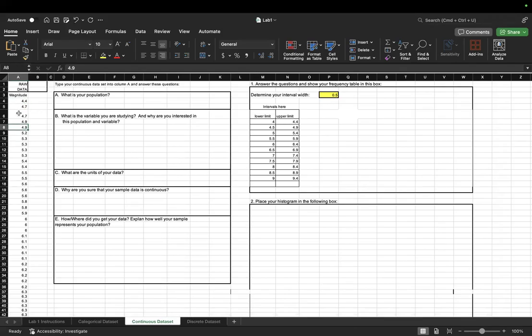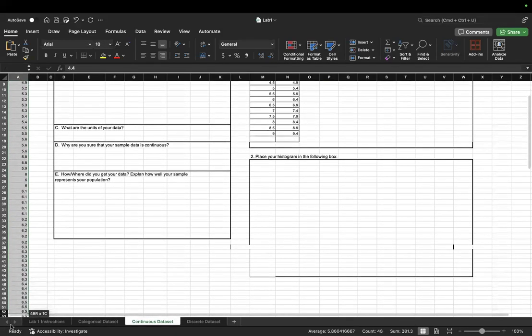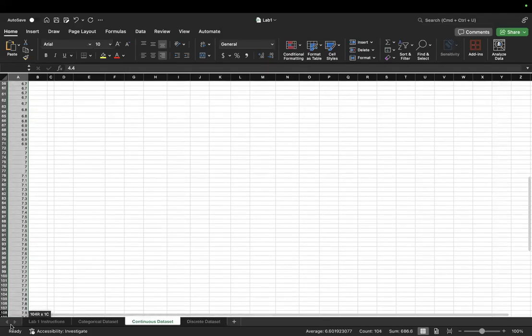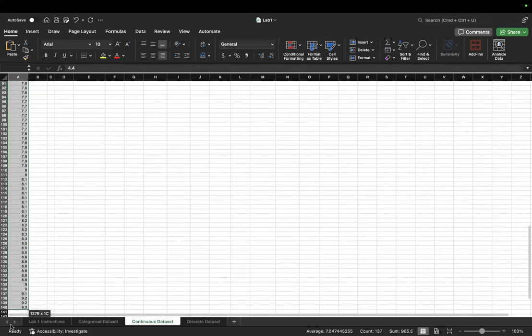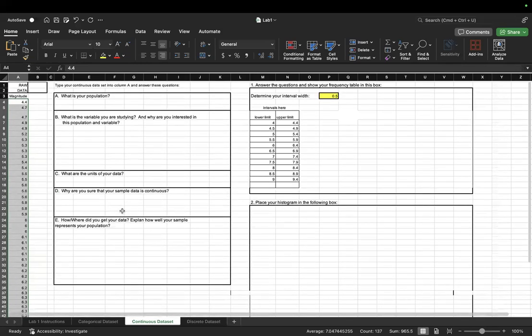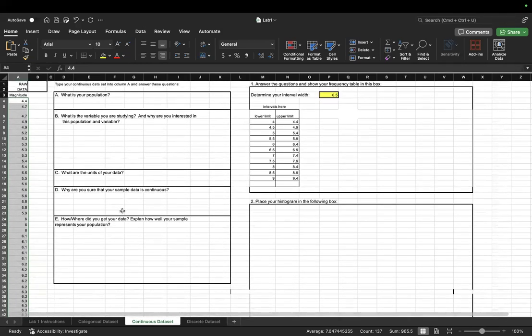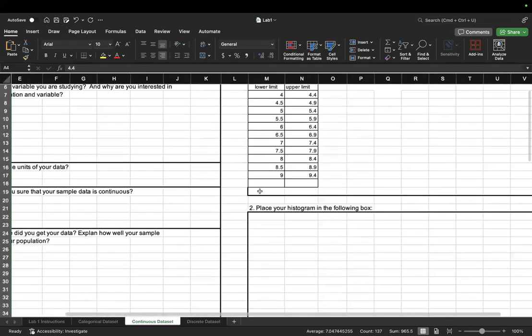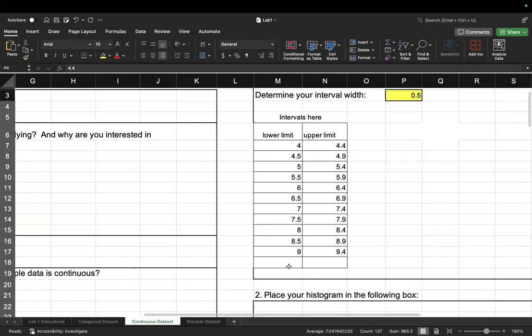So once again, this is raw data. I have way too many. You only need 20. I have like 100 something because I'm a weirdo like that. Okay. Before I insert my histogram, I'm going to tell you, you do not need to do this piece right here where it says intervals here. You do not need to do that piece. You can leave that blank.